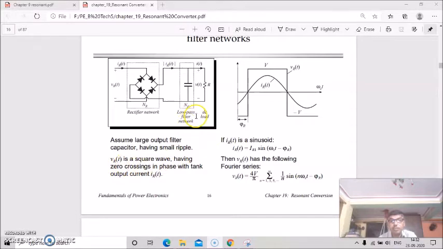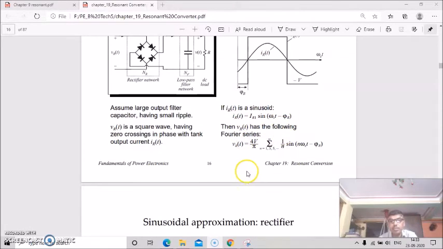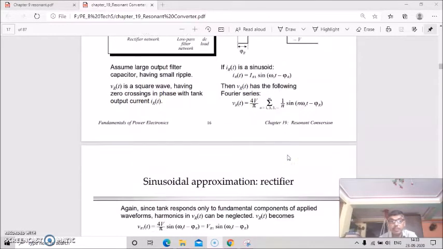This is the vR(t), a square wave having zero crossing in phase with the tank output current. This is the tank output current. So iR(t) is a sinusoid, with the value iR(t) = IR1 sin(ωs t − φr). Then vR(t) is the following Fourier series. So this is the Fourier series of vR(t).